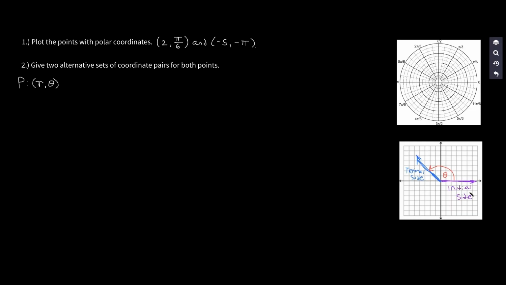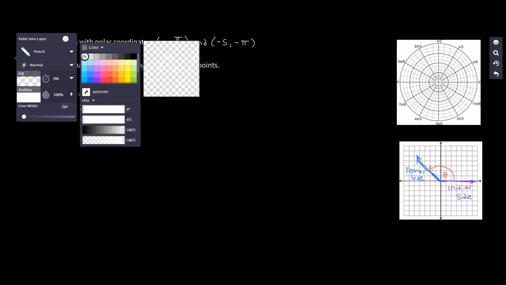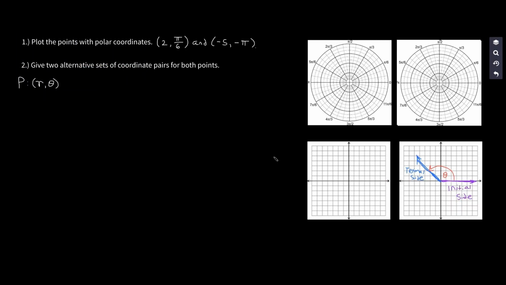So we can use this information to try to plot 2 pi over 6. We're going to start on this rectangular coordinate system first to try to plot it, starting at the initial side here. The initial side is always what we used to think of in the rectangular coordinate system as the positive x-axis. That's the initial side, right here in blue, and over here it's in purple.